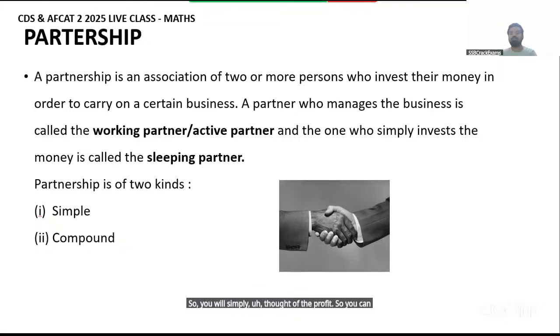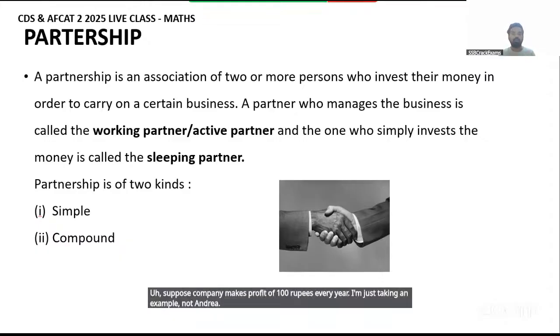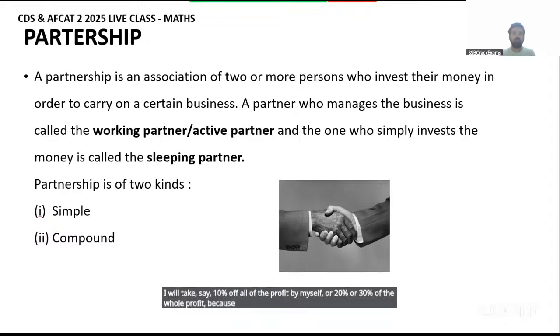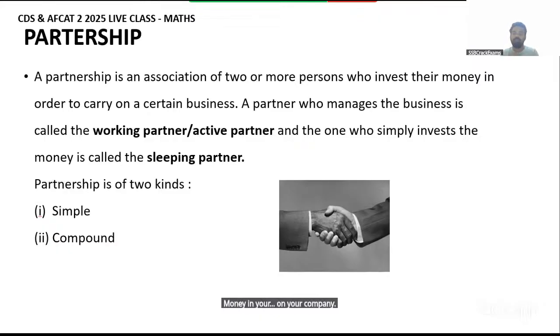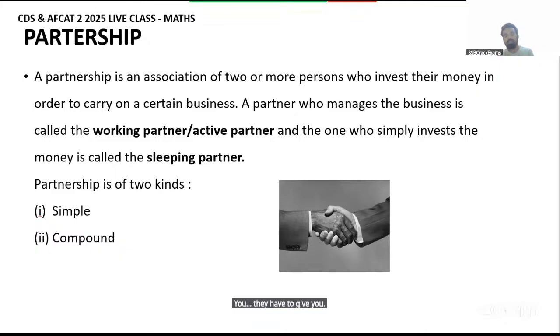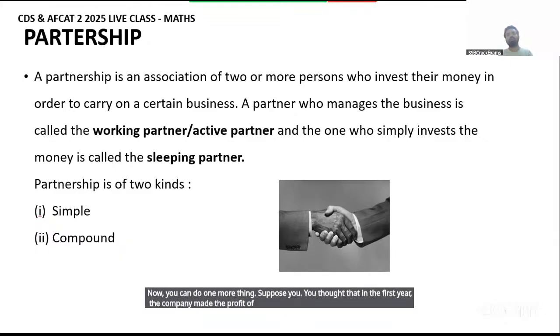So you can do two things. Suppose the company makes a profit of 100 rupees every year. I'm just taking an example, not 100. It may be 1 lakh or 10 lakh or whatever you want. So suppose it is making 100. Now you can say to those persons that at the end of every year, I will take say 10% or 20% or 30% of the whole profit myself, because I invested the money in your company. So every year, whatever profit the company makes, they have to give you 30%. Now you can do one more thing. Suppose in the first year the company made a profit of 100 rupees and I got 30 rupees.